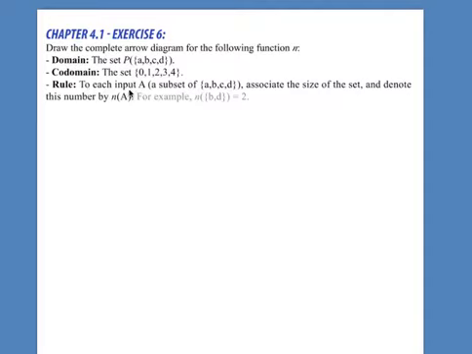And the rule is to each input, a subset of A, B, C, and D, associate the size of the set and denote this number by n of the set. For example, n of the set B and D is equal to 2. So, first off, we'll start by setting up the domain of the arrow diagram.